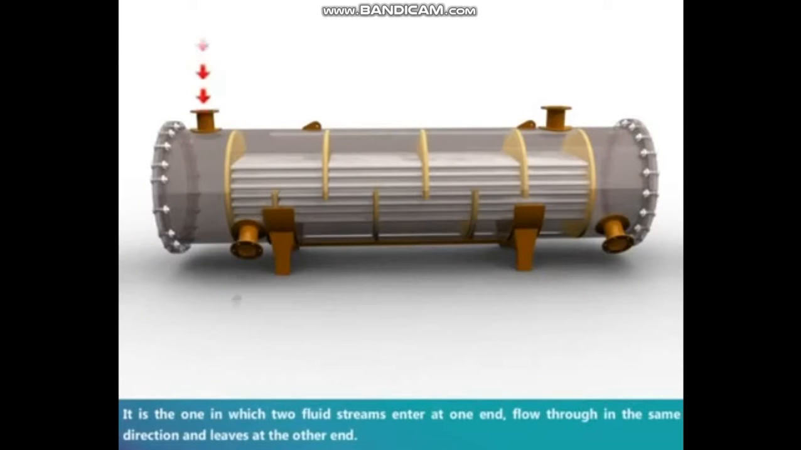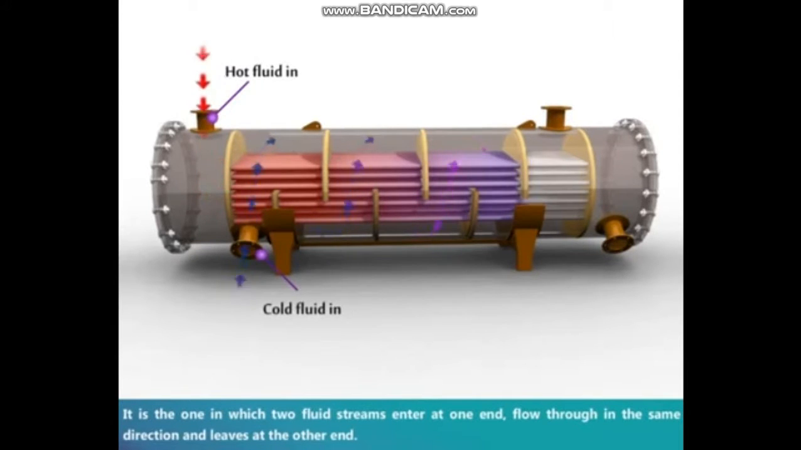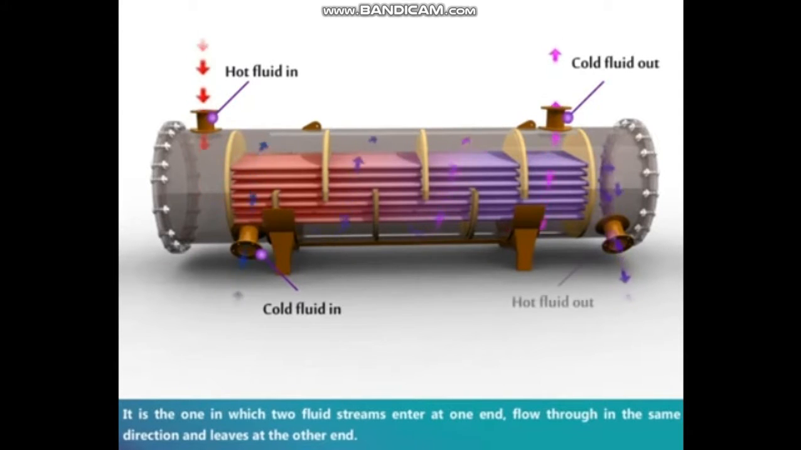In a parallel flow heat exchanger, the tube side and shell side fluids flow in the same direction. Fluids enter from the same end with a large temperature difference. Heat transfers from hotter to cooler.